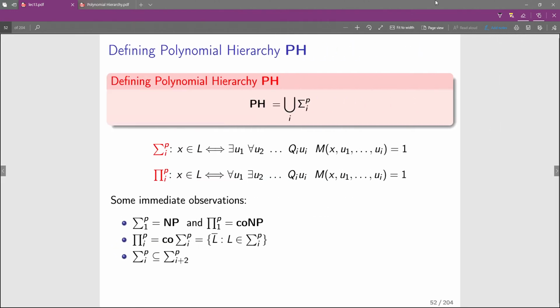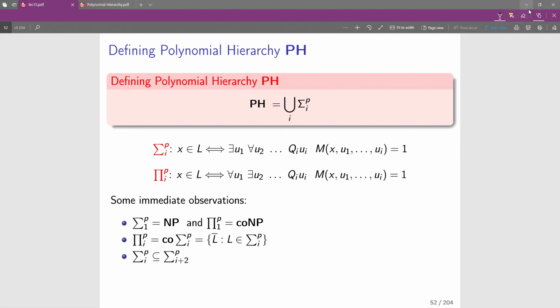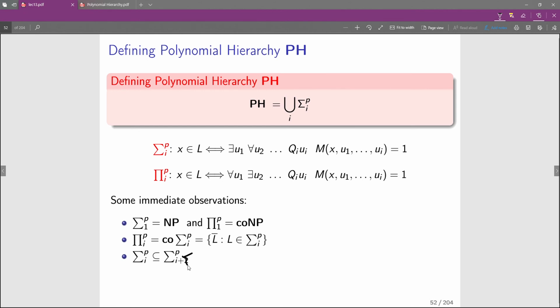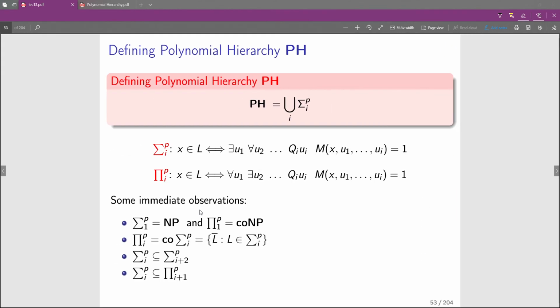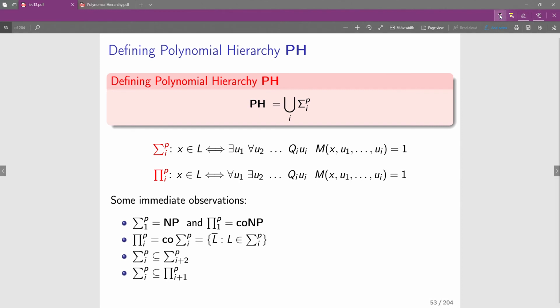It should be 1 here. I think it's a little mistake here, so we should consider this as 1. Okay. Sigma_i^P is a subset of sigma_{i+1}^P. The same goes for the product also. I should write it here.